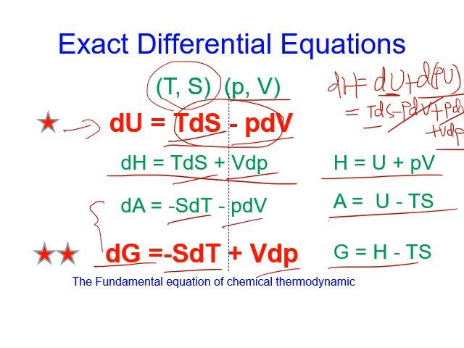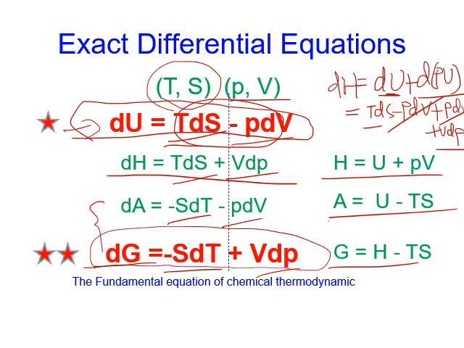Particularly, if we compare the fundamental equation of internal energy and the fundamental equation of Gibbs energy, you can see that everything is opposite: TdS, negative SdT, negative pdV, positive Vdp. So if we know one, we know the other, just the opposite. These are two very important equations. We're going to talk more about the Gibbs energy equation.